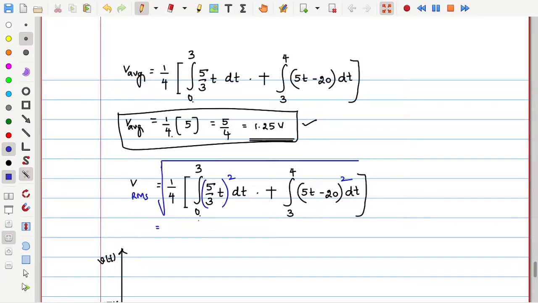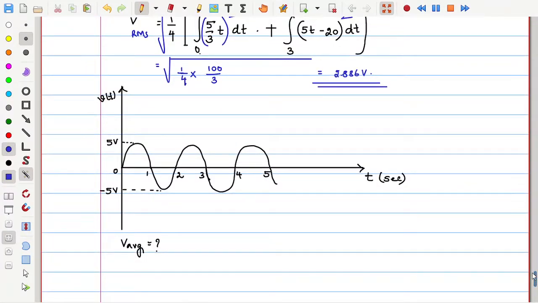You can also check. What I got is this 1 by 4 into this entire integral part I got as 100 by 3. Anyone got this value? Just correct me if anything is wrong. Then square root of answer into 1 by 4. So 5 root by 3, which is equal to 2.886 volts. Okay.